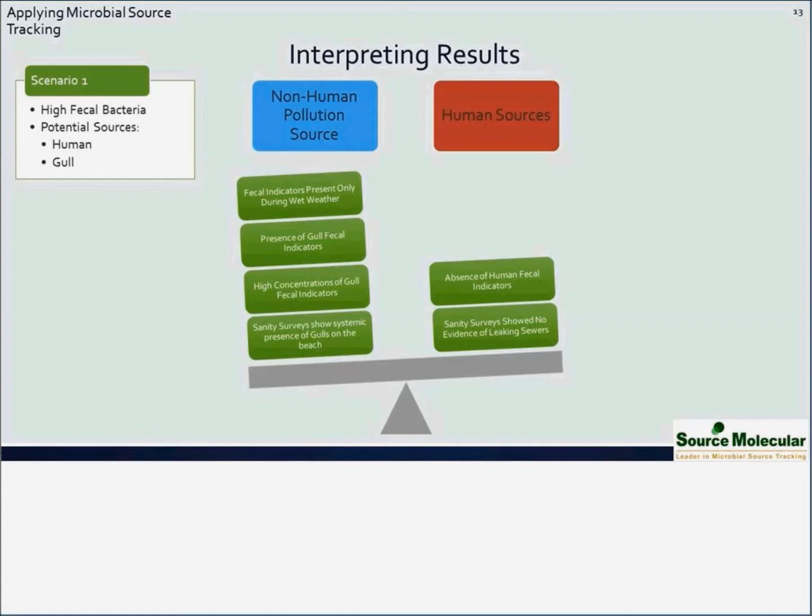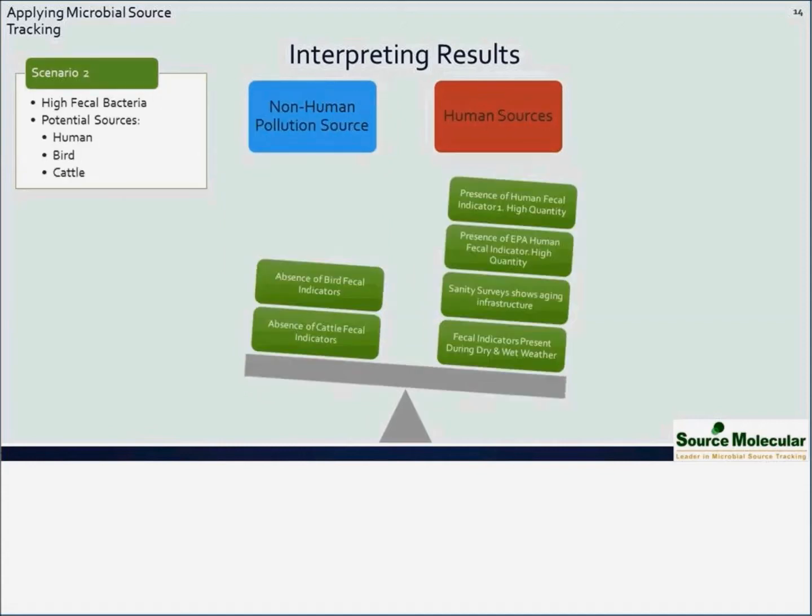So you did a series of sampling events. You didn't find human fecal indicators, and your sanitary surveys showed no evidence of a leaking source. So this is a very clean and simplified way of interpreting an overall study, incorporating the analytical results with the lines of evidence that you have. And so in this scenario, it's most likely that you have a non-human source, and not necessarily a major human problem at this site.